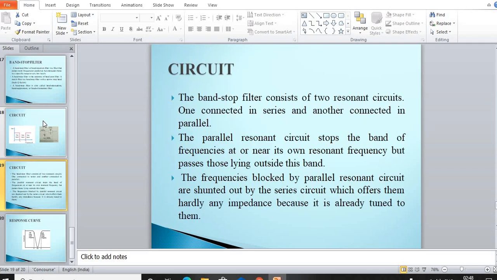Circuit. The bandstop filter consists of two resonant circuits, one connected in series and another connected in parallel. The parallel resonant circuit stops the band of frequencies at or near its own resonant frequency but passes those lying outside this band. The frequencies blocked by parallel resonant circuit are shunted out by the series circuit, which offers them hardly any impedance because it is already tuned to them.